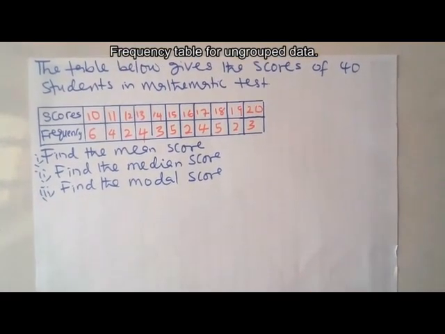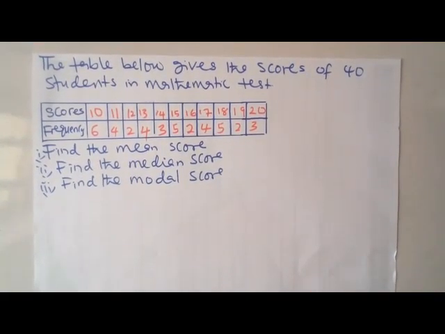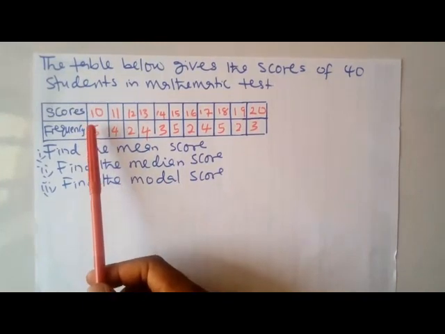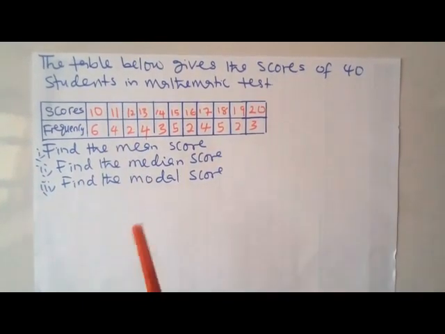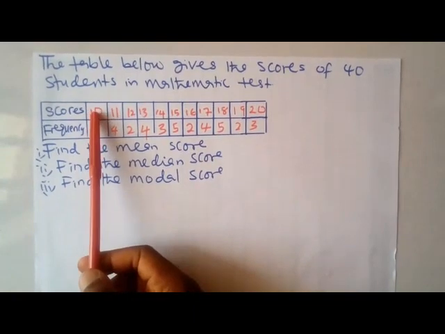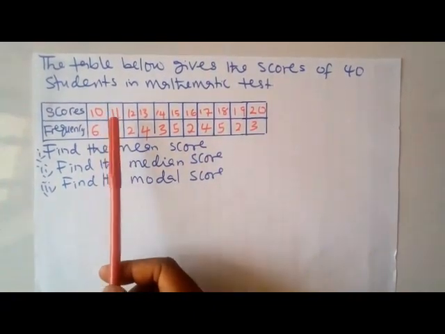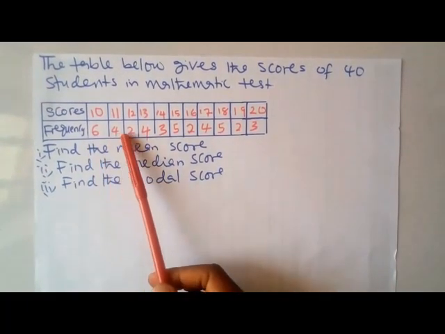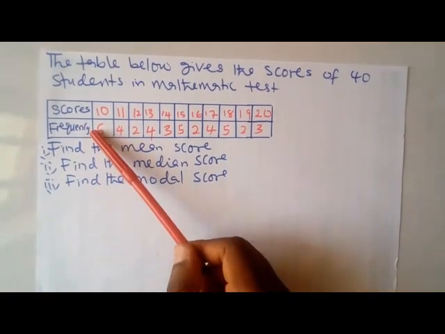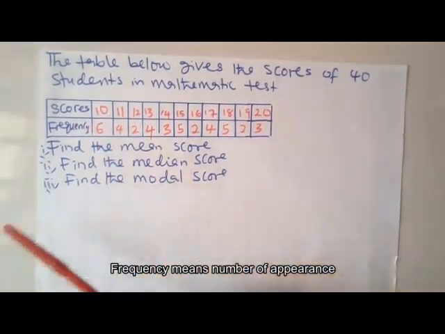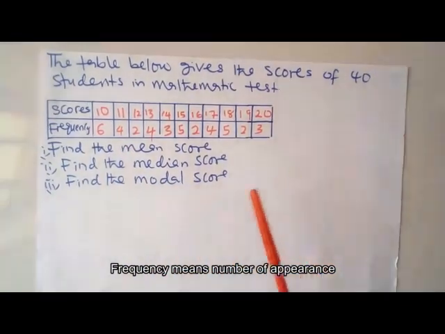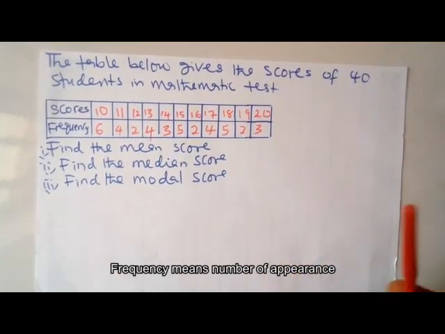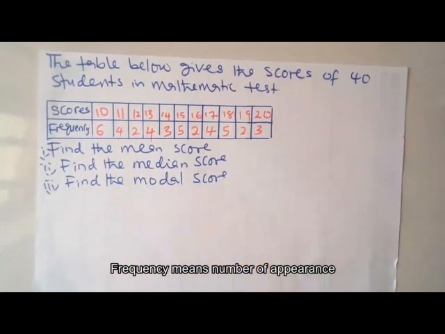The table below gives the scores of 40 students in a mathematics test. The scores start from 10 to 20. We have 10, 6, it means 6 students score 10, 4 students score 11, some score 12, 13, 14, 15, and some score 20. Frequency simply means number of appearances. 3 means 3 students score 20. We are asked to find the mean score, the median score, and the modal score.